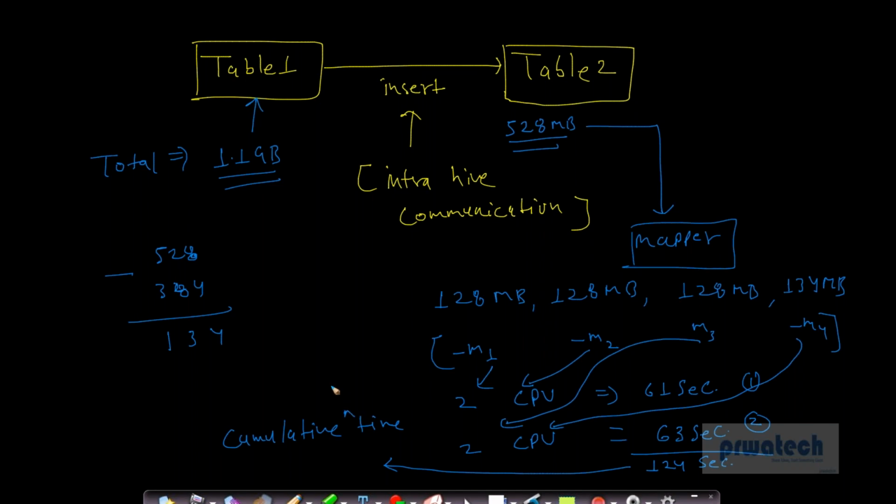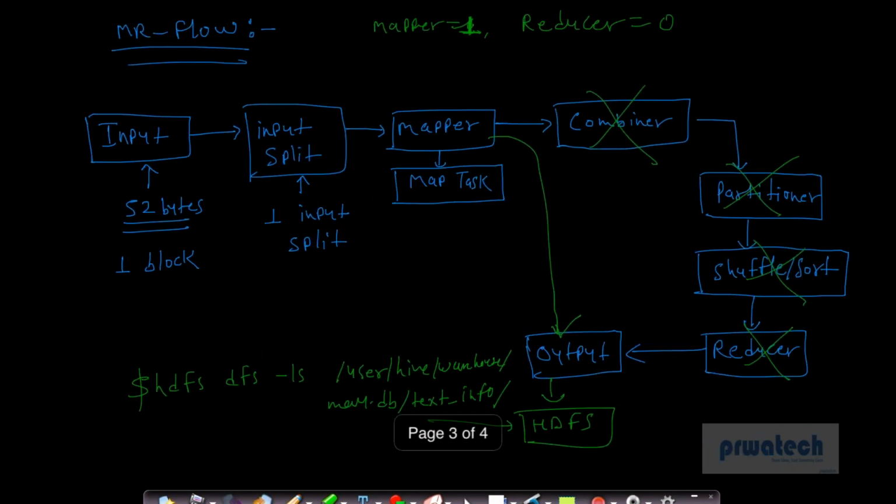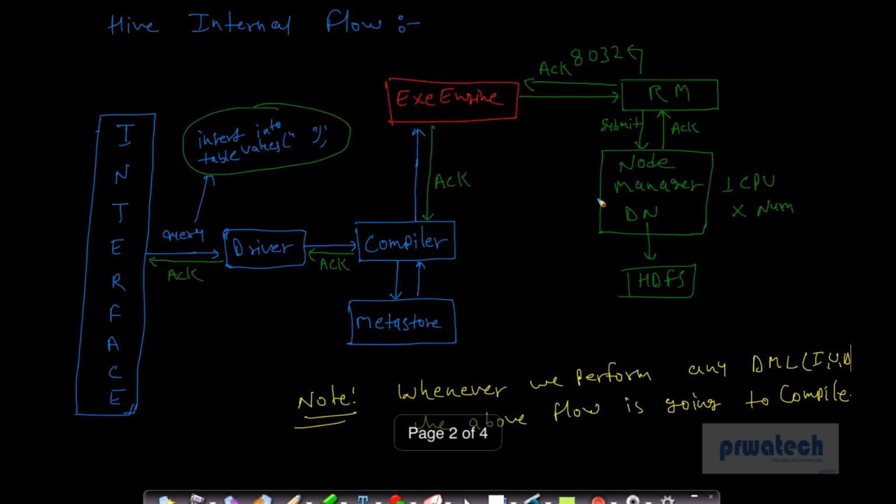CPU time, if it is taking this much time. Okay, because the data size is high and maybe I'm using a 32-bit processor. So they're having a processor type also. So the number of mappers is clear. Reducer we have not yet seen because we are not performing any aggregation operation. How internally they will submit any insert operation.